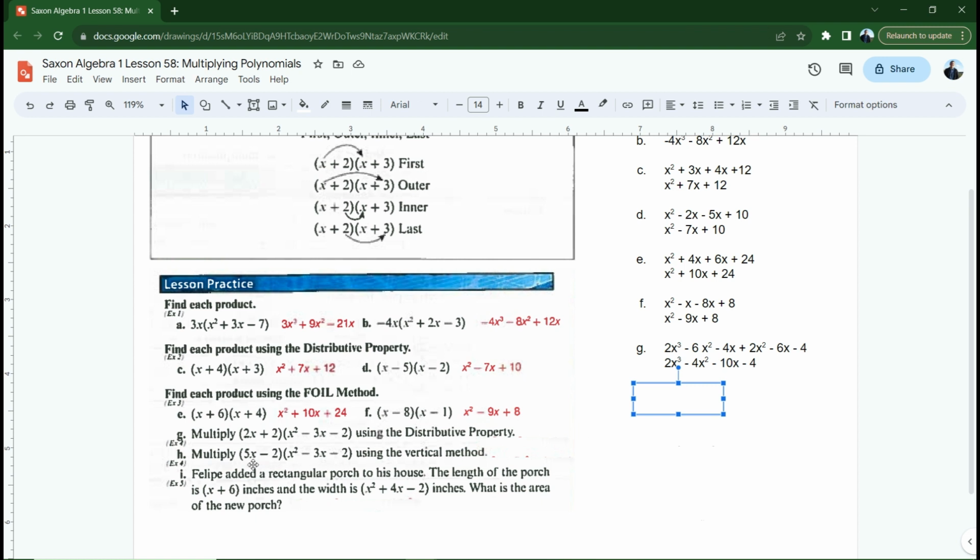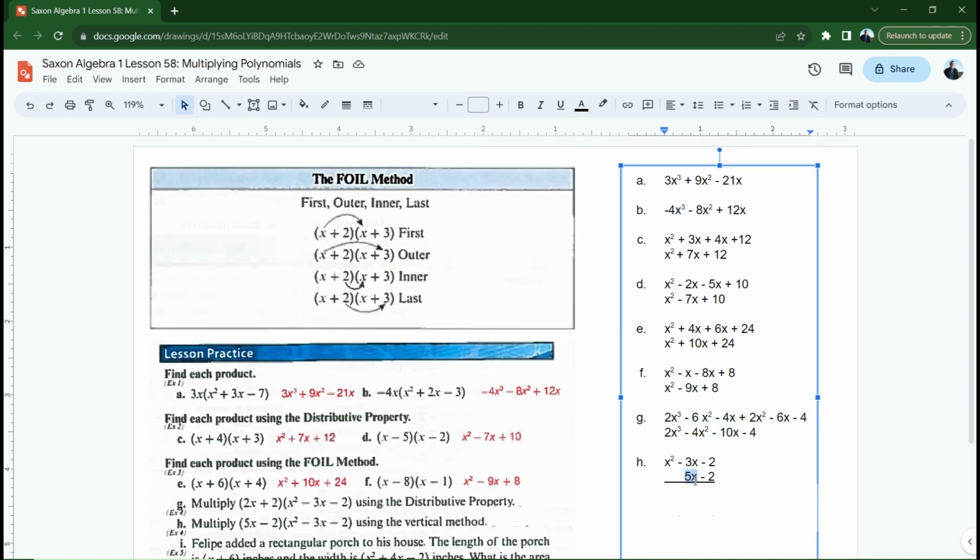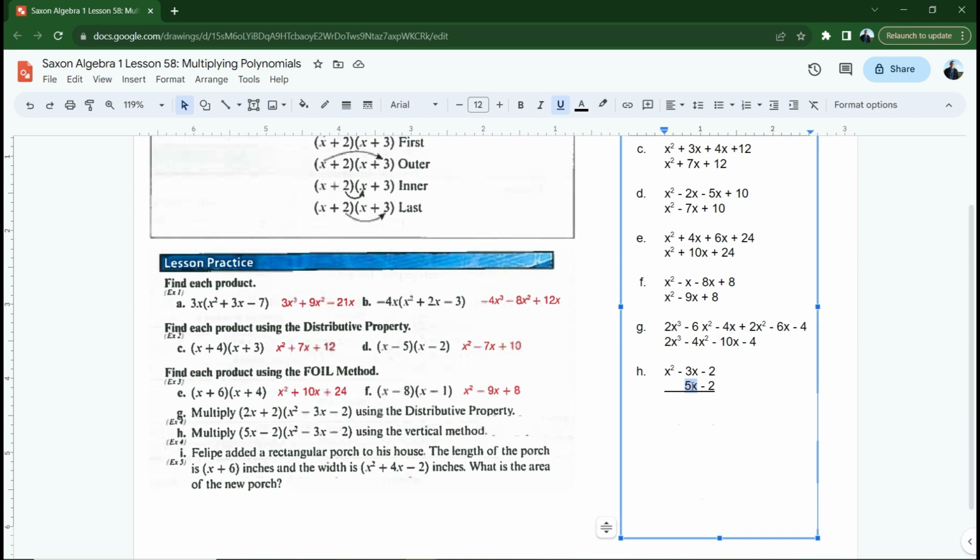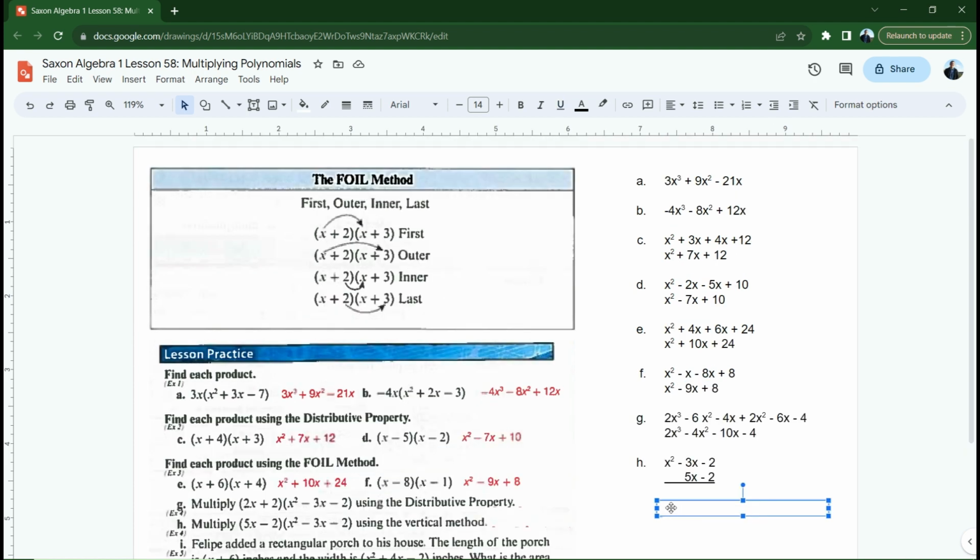If I do 5x minus 2 times x squared minus 3x minus 2 using the vertical method, well, first thing I'm going to do is put my trinomial on top and my binomial underneath. Here's x squared minus 3x minus 2. Here's 5x minus 2. Okay? And then what I'm going to do is multiply this 5x, my first term. This almost looks like a long multiplication problem, except I'm going to start on the left and work my way to the right. So I'm going to take this 5x times each term in the top term.